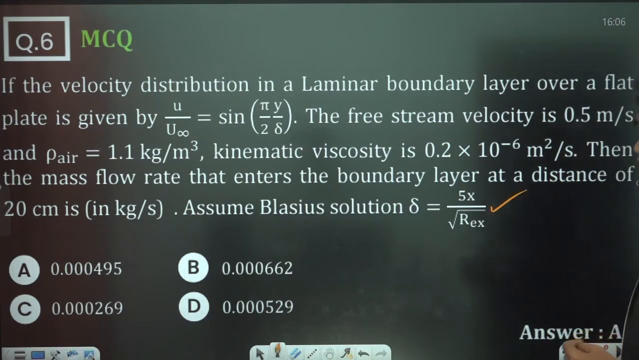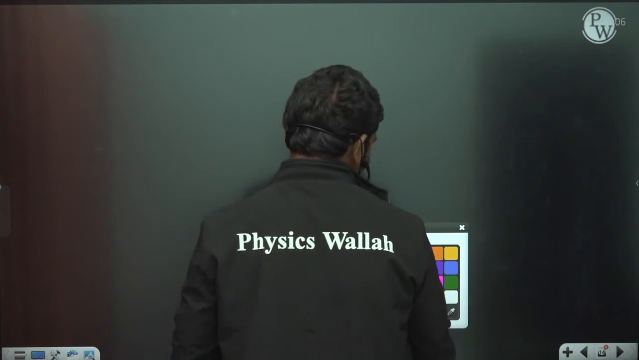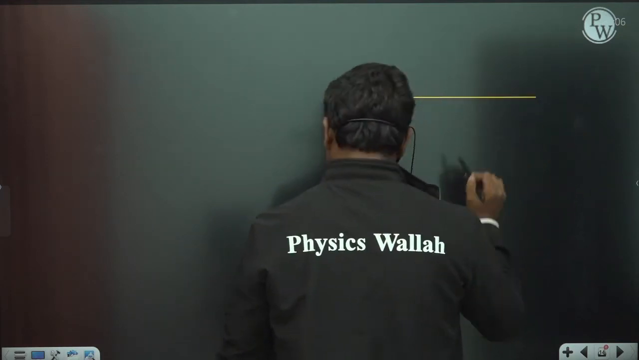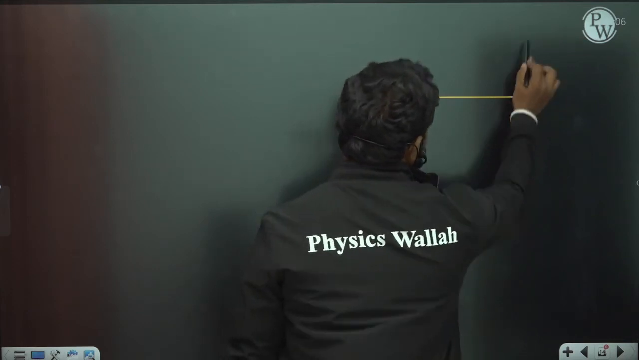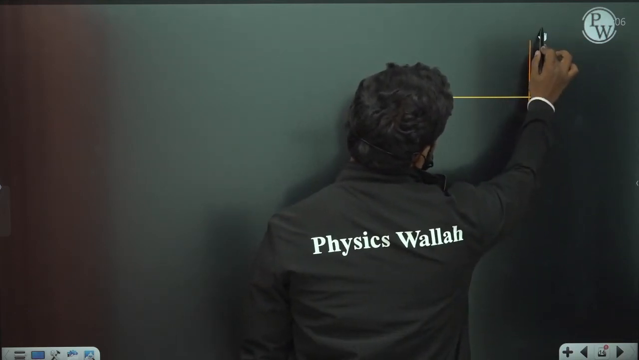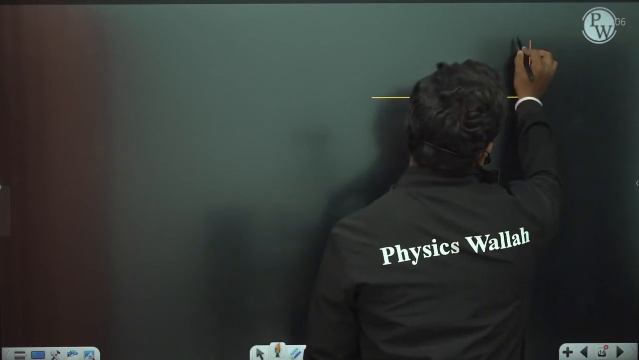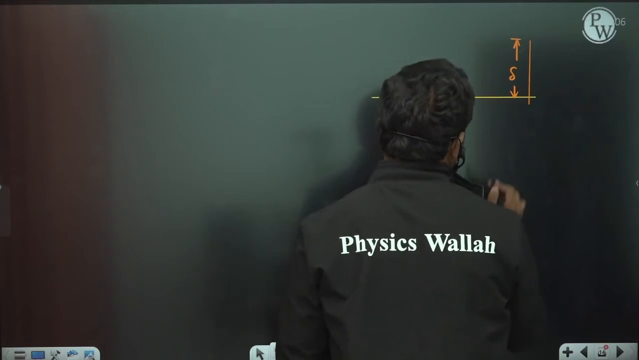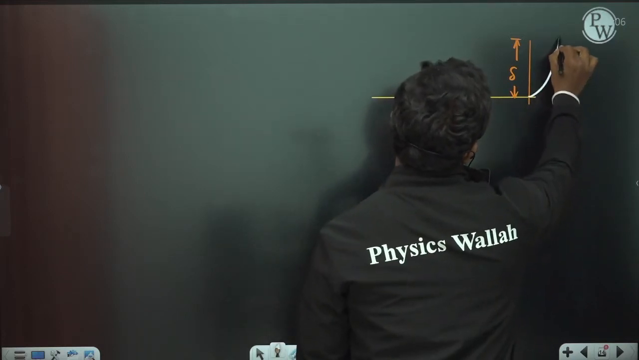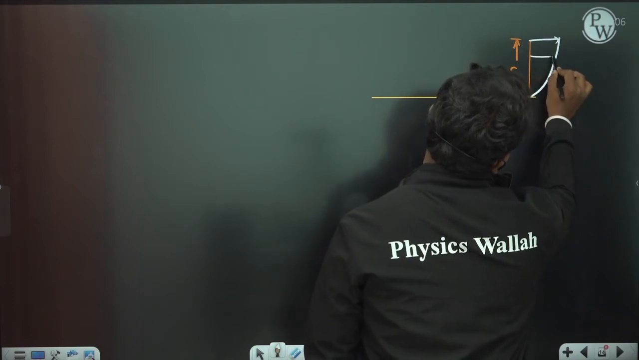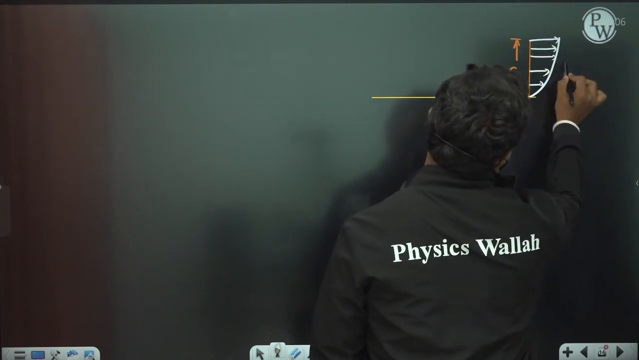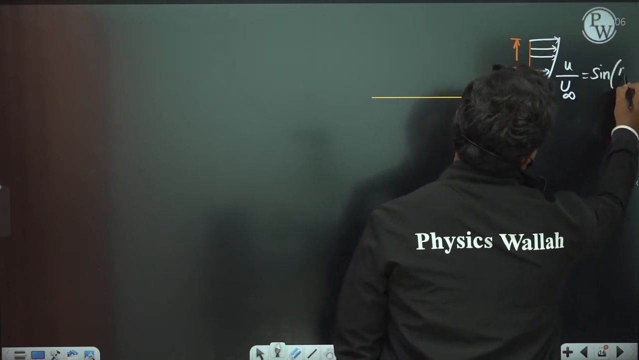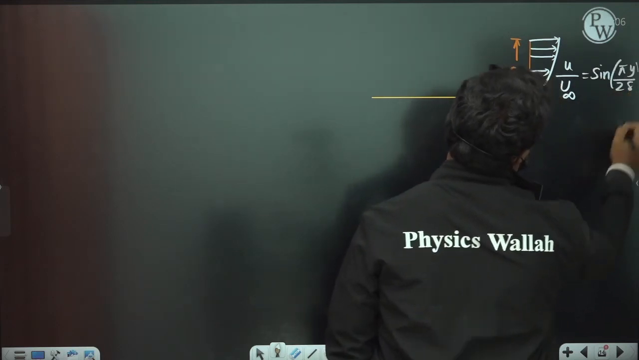So let us see. If you have a plate like this, then the boundary layer at this section is something like this. This is the boundary layer, for example, and let us suppose this thickness is delta, and you have a certain velocity profile like this, which is given by u by u_infinity equal to sine of pi y by 2 delta.